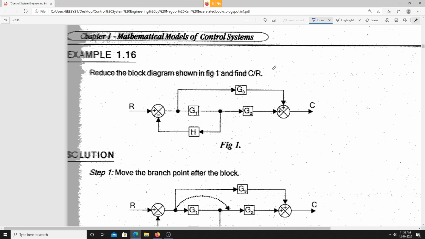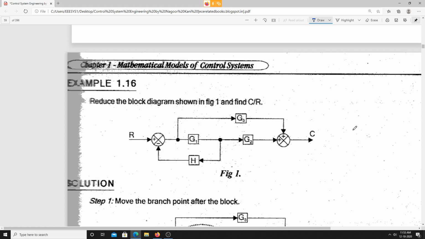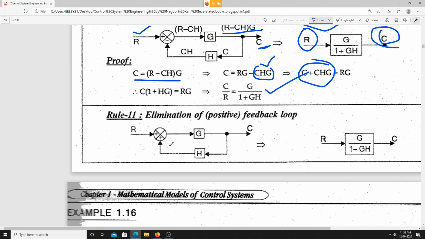Now here we will discuss one problem. Reduce the block diagram shown in the figure and find C by R. See here, what is the error signal we have here? I am just writing R plus CH is the error signal, right? R plus CH is the error signal. Now what will be the output of this block G? It is R plus CH into G. Is it clear?